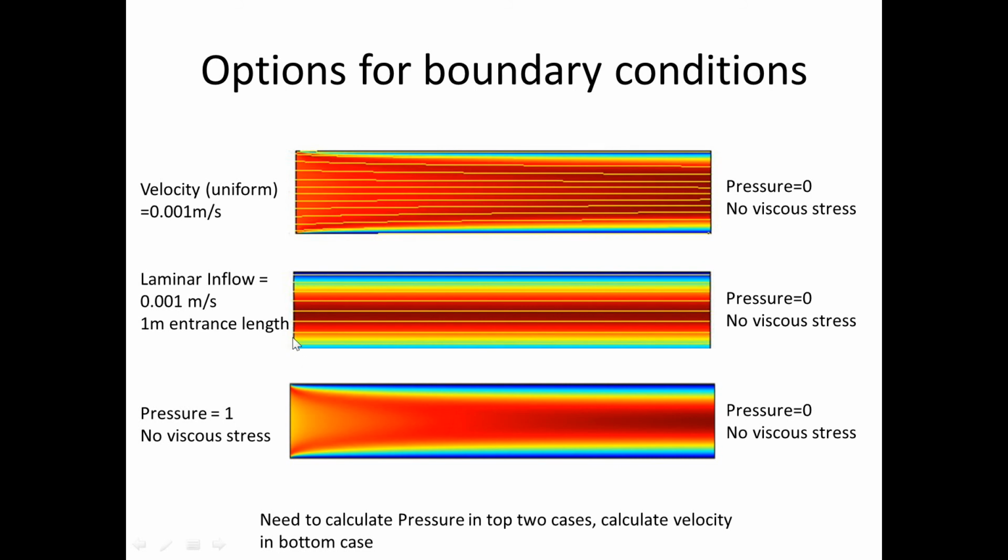Now in this case, we would know immediately what the pressure gradient was because we're specifying it on both sides, but we would have to calculate what the velocity is.